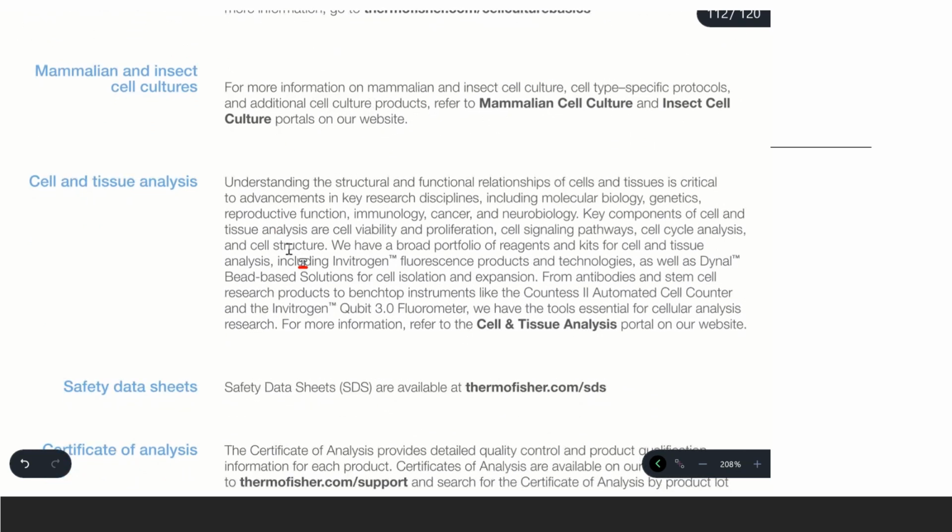Cells and tissue analysis. Understanding the structural and functional relationships of cells and tissues is critical to advancements in key research disciplines, including molecular biology, genetics, reproductive function, immunology, cancer, and neurobiology. Key components of cells and tissue analysis are cell viability and proliferation, cell signaling pathways, cell cycle analysis, and cell structure. We have a broad portfolio of reagents and kits for cell and tissue analysis, including Invitrogen.